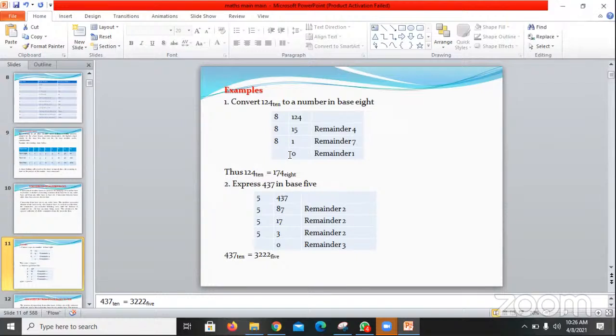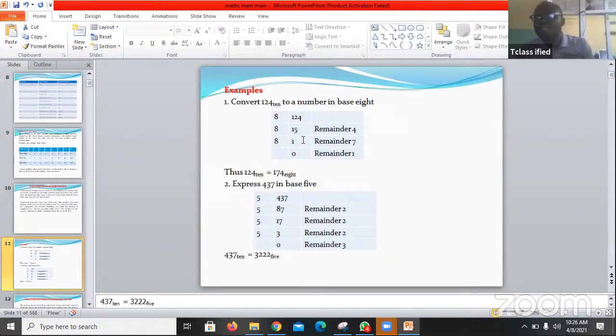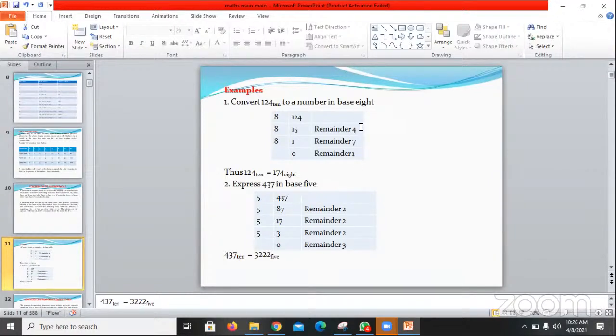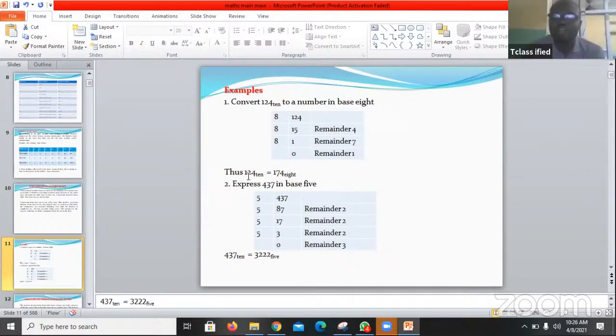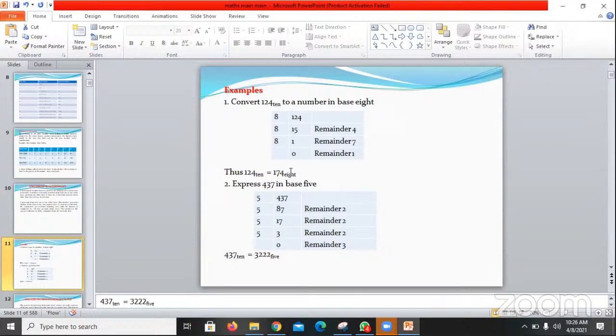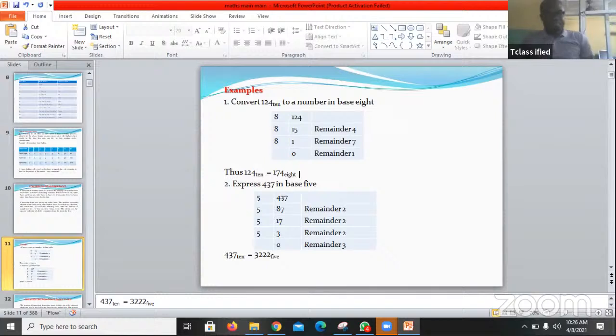Then if you now do 1 divided by 8, you know that 8 is bigger than 1, so 1 divided by 8 cannot even work. So that's why you say 0 remainder 1. So if you now collect all these remainders from down to up, that is the equivalent conversion of that number 124 base 10 in base 8. Do we understand this? Yes, sir. Is it clear? Yes, sir.